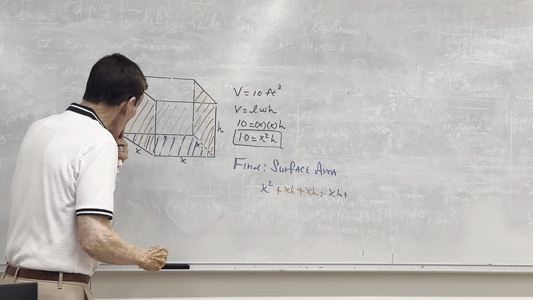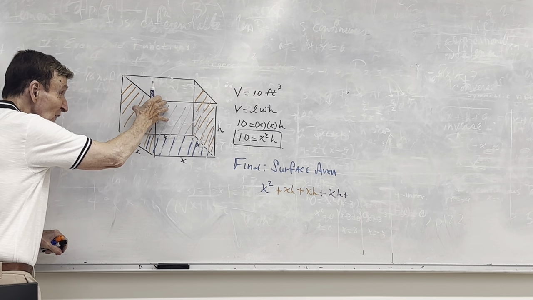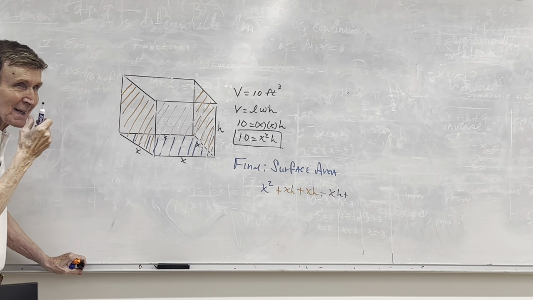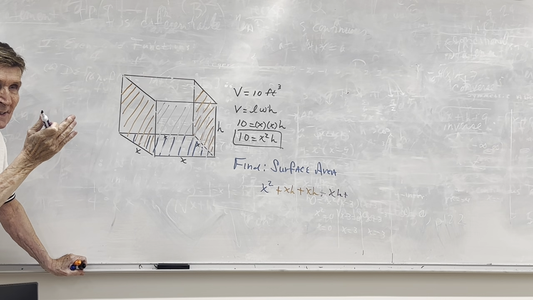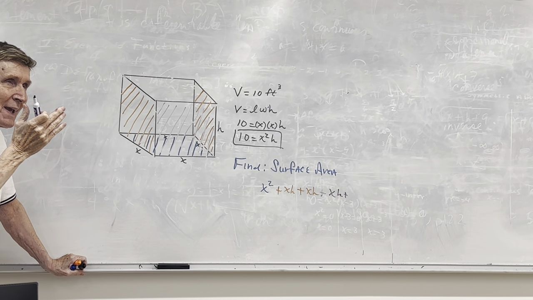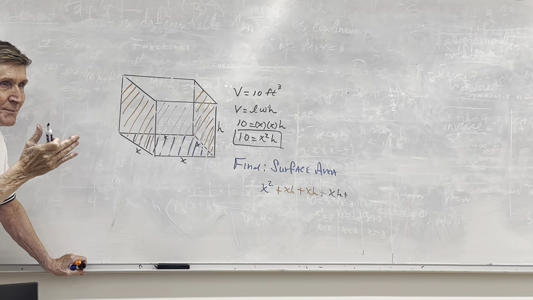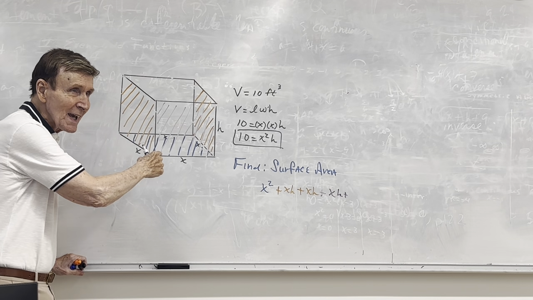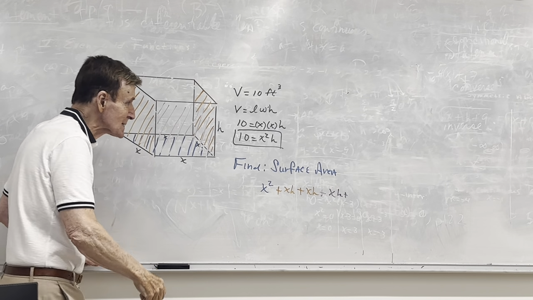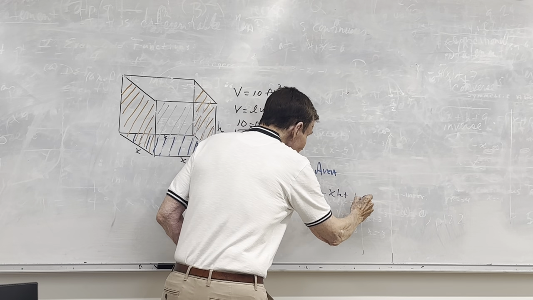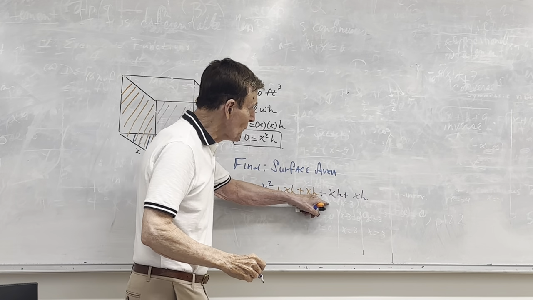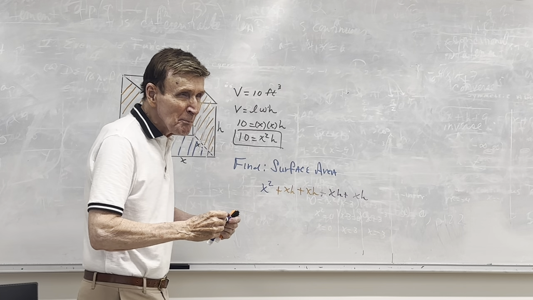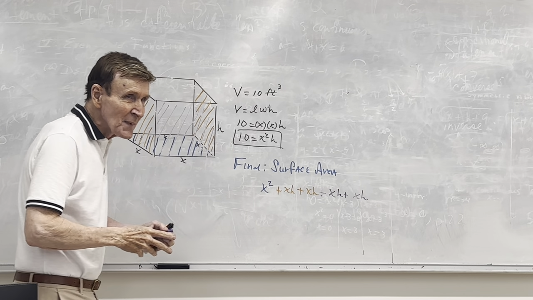And is there also a face or a piece of the box in the back? Is there another remaining piece of the box in the back? Yes. What might the area of that be? xh. Is that going to be another xh as you glance at the back of the box? Length times width. Now I have 1, 2, 3, 4, 5 pieces to this area.